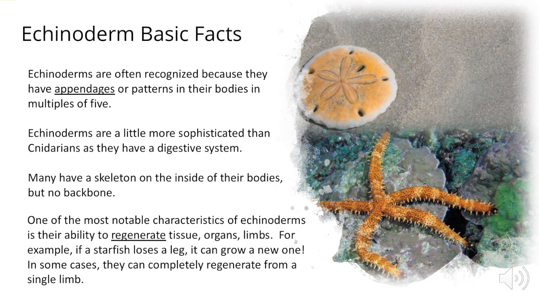One of the most notable characteristics of echinoderms is their ability to regenerate tissue. Now, this is kind of their superpower. Organs and limbs. For example, if a starfish loses a leg, it can grow a new one. In some cases, they can completely regenerate. An entire starfish, for example, can completely regenerate from a single limb that's existing. It does make you wonder if one leg falls off, if it could regenerate from that one leg and you end up with 2 starfish. I don't know, but I would assume yes, if that's the case.